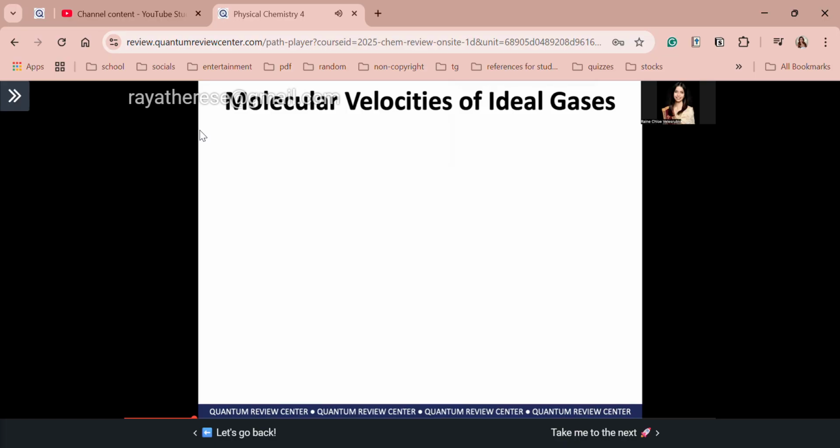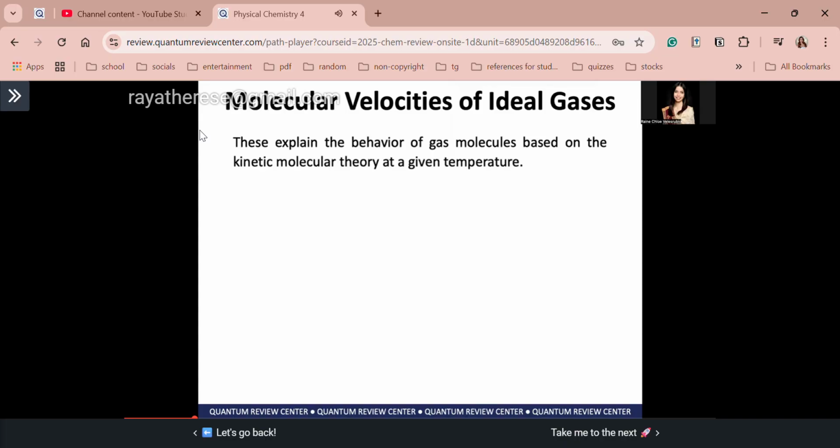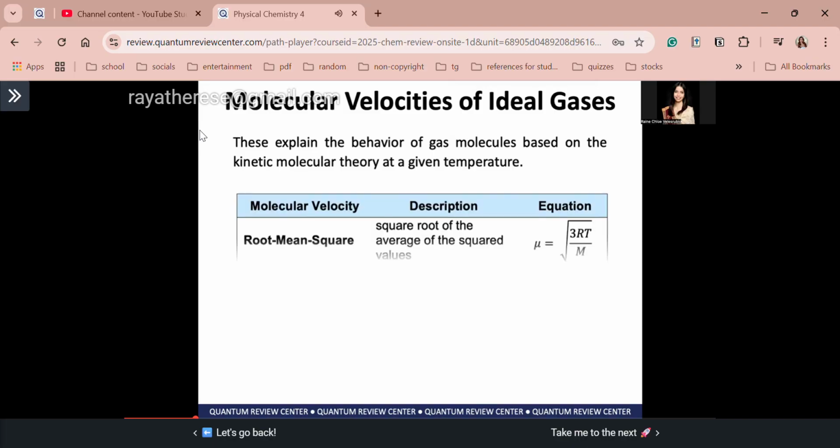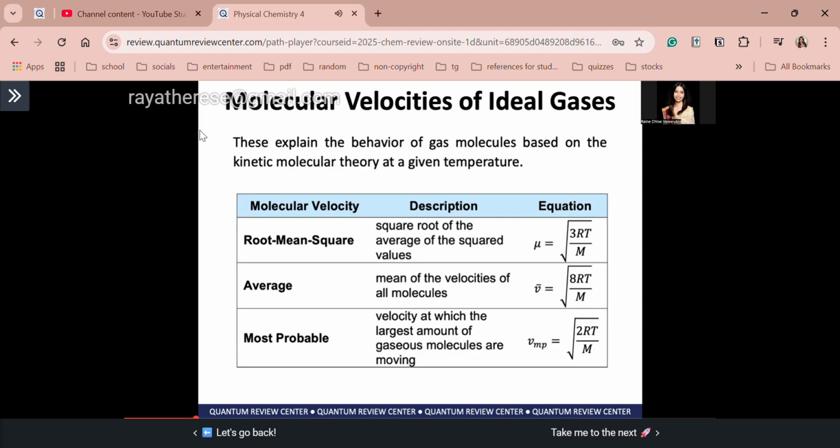Now, let's move on to the molecular velocities of ideal gases. These explain the behavior of our gas molecules based on the kinetic molecular theory. These equations are only applicable to your ideal gases. Take note, when we say kinetic molecular theory, it is applicable only to ideal gases because it shows us ideal gas particle behavior, right? So here are the equations.